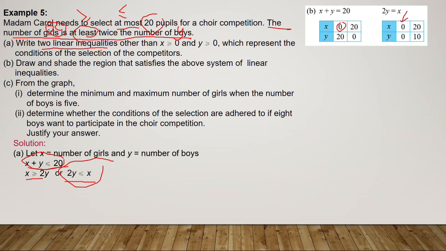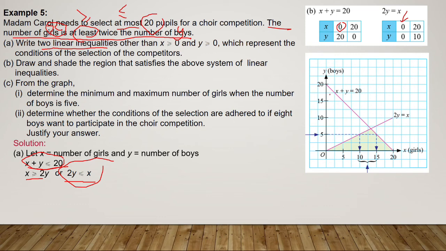So you are going to draw a graph like this, whereby the y-axis is representing the boys and the x-axis is representing the girls. Okay, for the first equation here, x plus y equal to 20, when x is 0, y is 20, so it is this part here. And then when x is 20, y is 0, it is this part here. When you join up, you will get this line. So this is x plus y equal to 20. And then for 2y equal to x, when x is 0, y is 0, so that's the origin. And then for x equal to 20, y equal to 10, this is (20, 10), so you will get this line for this one. Okay?